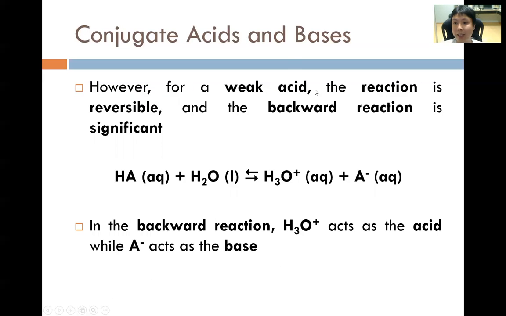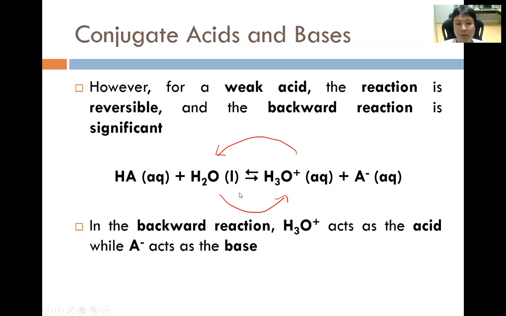However, as I mentioned, for a weak acid, the reaction is reversible and the backward reaction is significant. At the end of the day, there will in fact be a lot of HA remaining, and there will only be small amounts of H3O plus and A minus in the reaction mixture. So the way you can think about it is that HA will react with H2O to form H3O plus and A minus, but the H3O plus can also react with the A minus in a backward reaction to form, of course, back your HA and H2O. So both reactions in both directions actually happen.